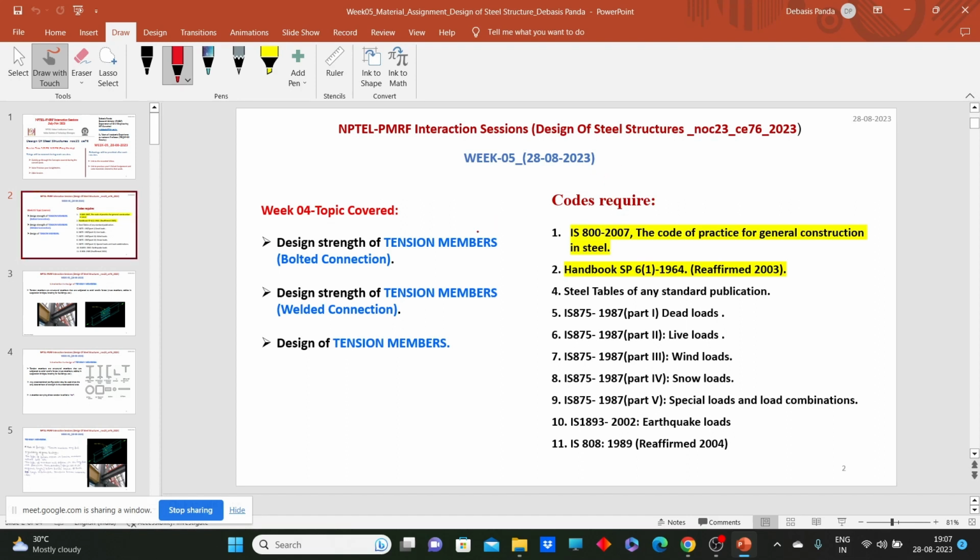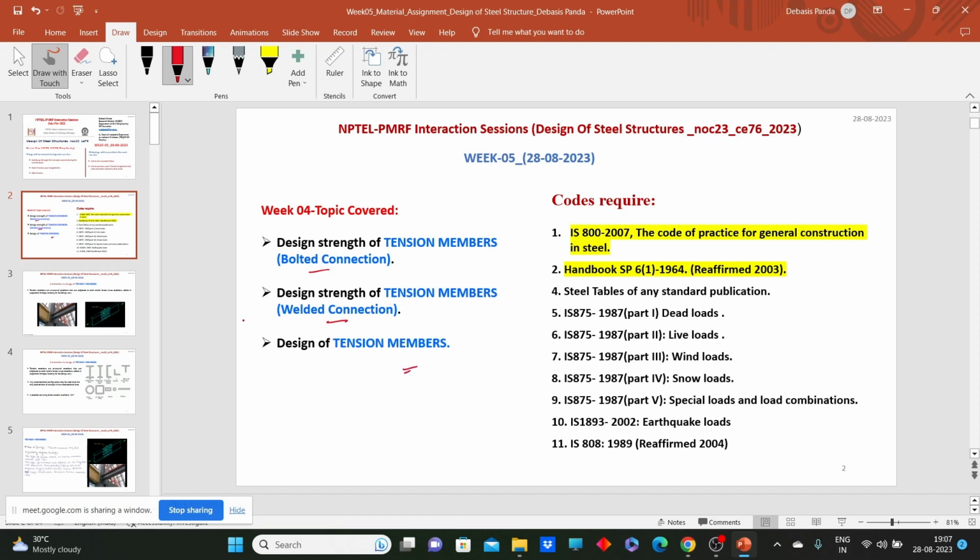Now today, first, we will learn how to calculate the design strength of this kind of tension member. First of all, we will find out the design strength of tension member in bolted connection. Then we will go for welded connection. Then we will learn how to design this kind of members. Okay, so let's go step by step.